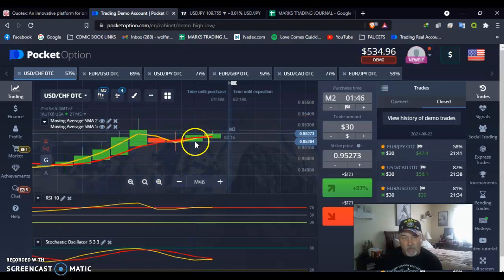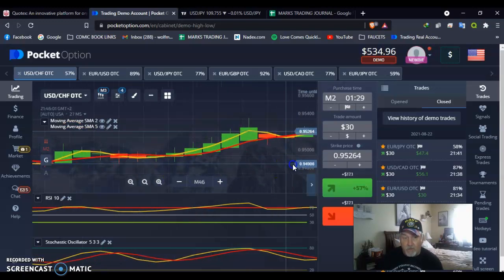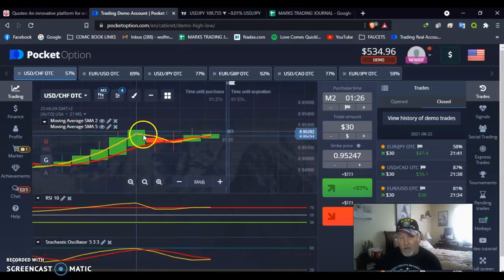crossover of the 2 over the 5, which is the yellow line crosses the red line, whether it's going up or down. Now, in a trending market, if we're trending upward, we want to do only buy trades. If we're in a downtrend, then we only want to do sell trades. Right now, the market is in an uptrend. So we've got the pullback right here. Now it's starting to go back up.